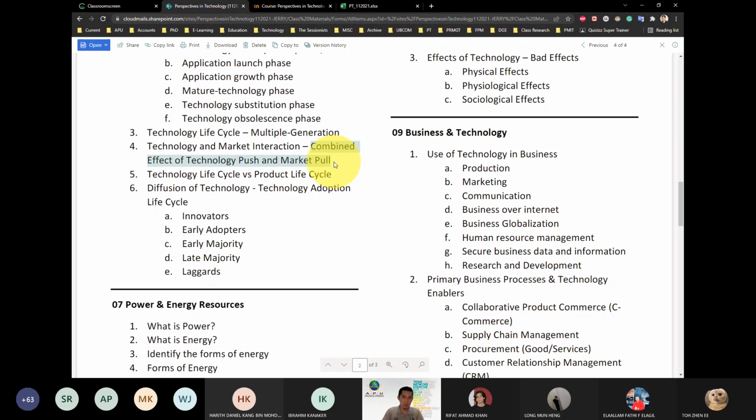What's the difference when we are discussing it as a technology push? What's the difference when it is then affected by a market pull instead, where the customers are the ones that are more of your focus? Technology push is because the technology is available. Why don't you incorporate it into your own product?